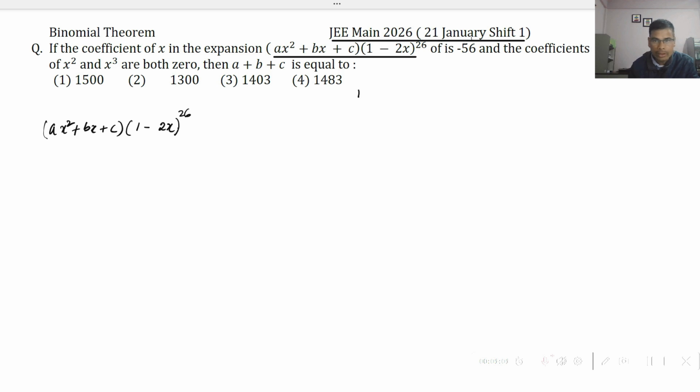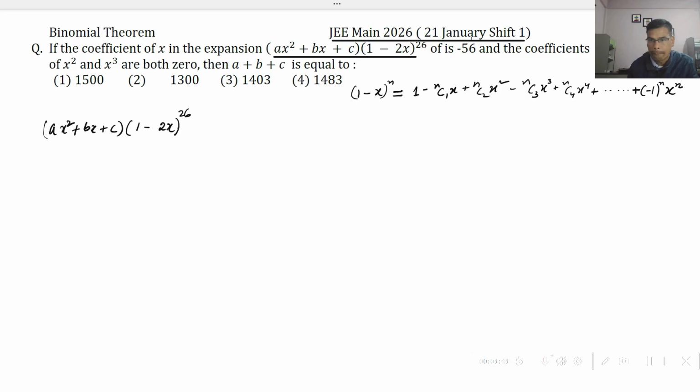The second factor is of the form (1 − x)^n, and its expansion from the binomial theorem is 1 − nC1 x + nC2 x² − nC3 x³ + nC4 x⁴, and so on, continuing in this form. Finally the last term is (−1)^n x^n.